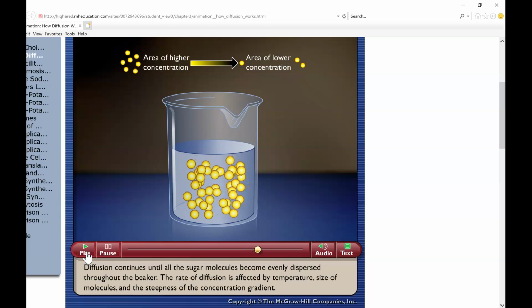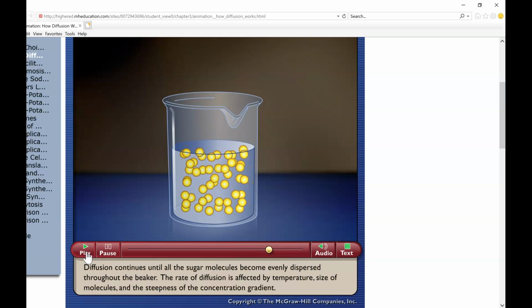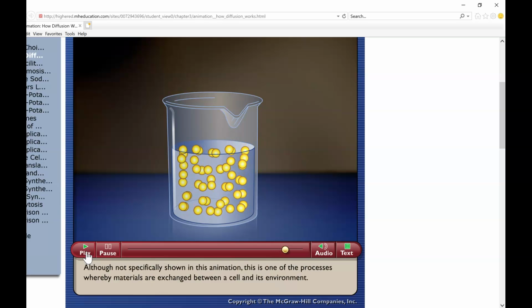Diffusion continues until all the sugar molecules become evenly dispersed throughout the beaker. The rate of diffusion is affected by temperature, size of molecules, and the steepness of the concentration gradient. Although not specifically shown in this animation, this is one of the processes whereby materials are exchanged between a cell and its environment. Again, this is something that you've seen naturally. I gave you the example of putting some Kool-Aid in some water and seeing the Kool-Aid spread out evenly. So it's nothing that you've never witnessed before, but now we're just learning the specific science behind it.